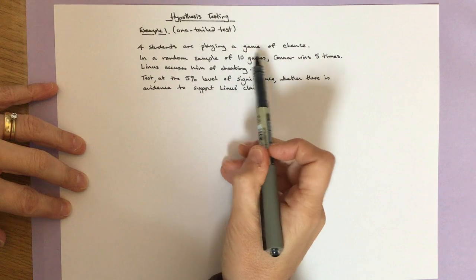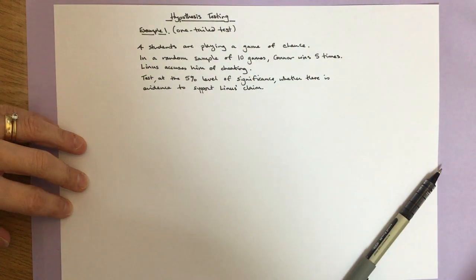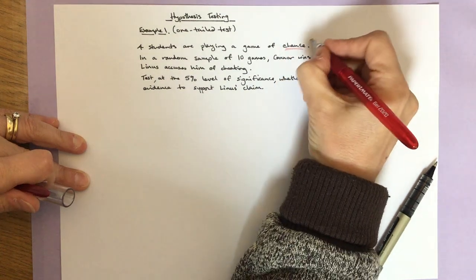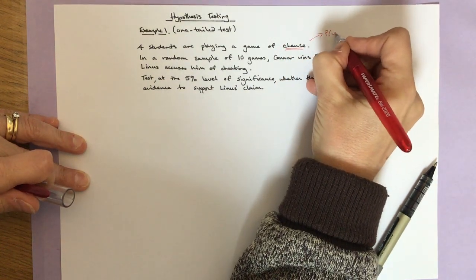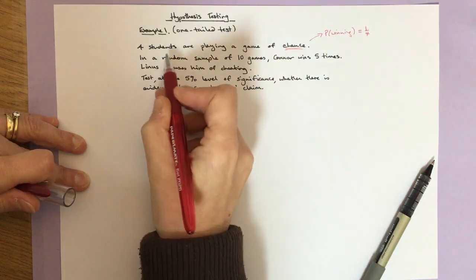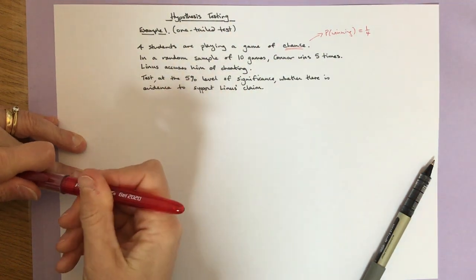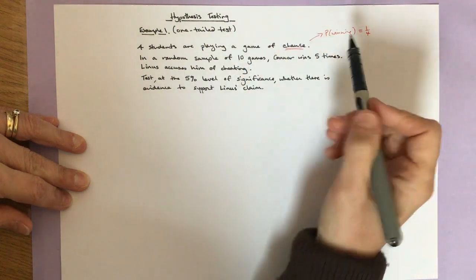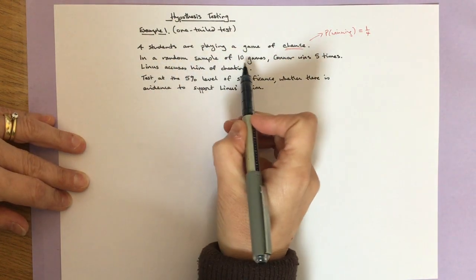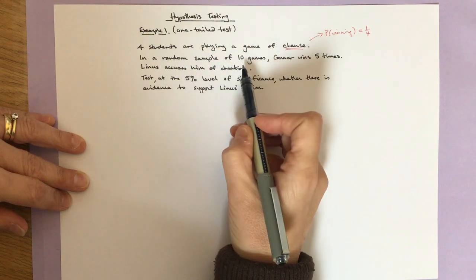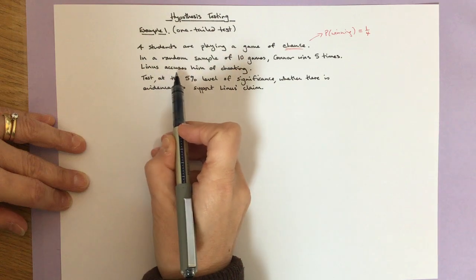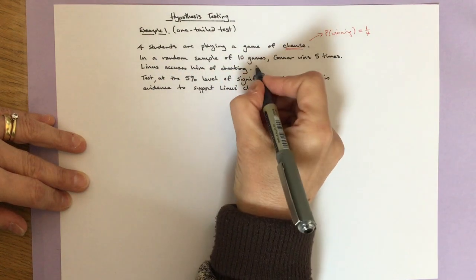So 4 students are playing a game of chance. Because it's a game of chance, it's just a random game, so the probability of winning this game for each person is 1 out of 4, because there's 4 people playing and one of them has to win each time. In a random sample of 10 games, so they play this game 10 times, Connor wins 5 times. And when this happens, Linus accuses him of cheating.